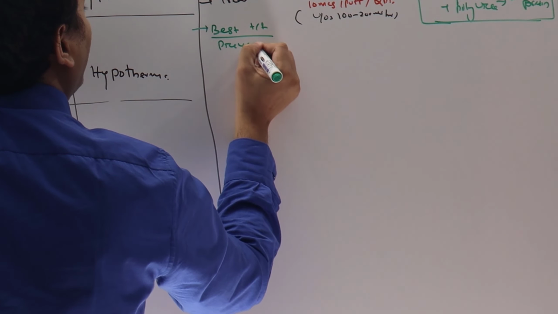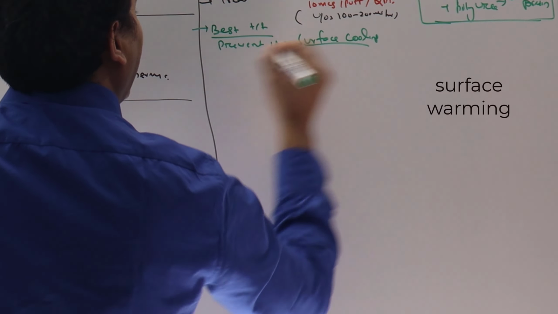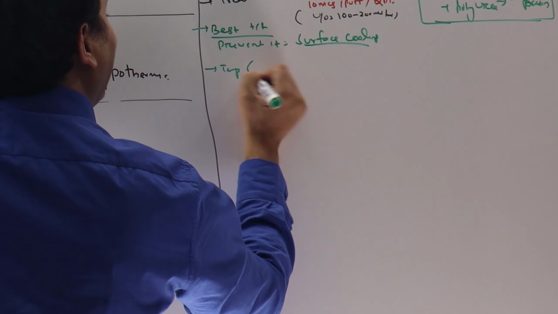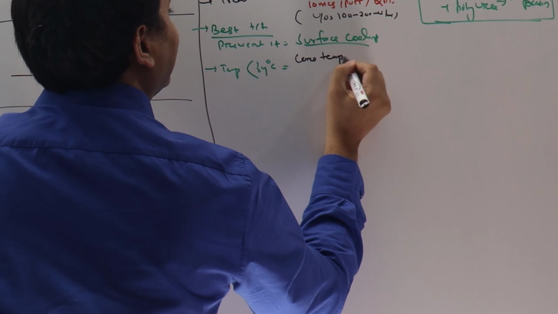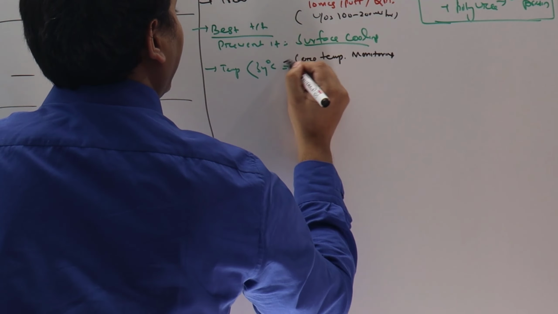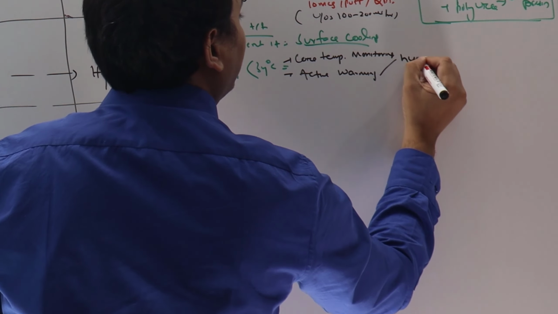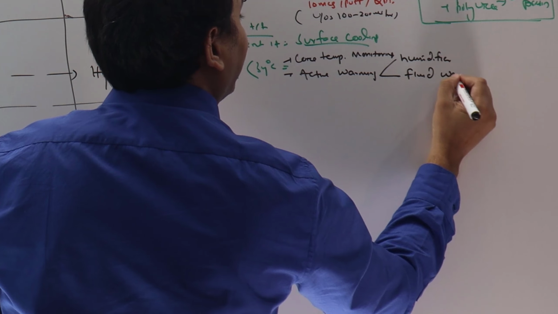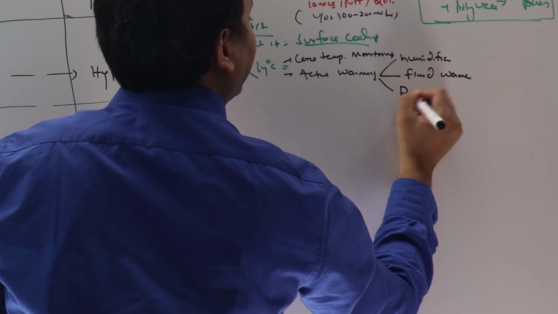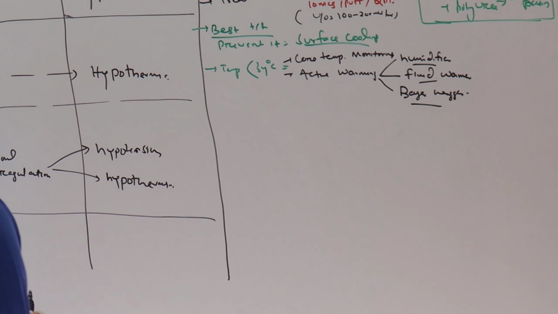Prevent it. How to prevent it? Usually we do surface cooling prevention measures. Otherwise, if the temperature becomes less than 30-40 centigrade, at this time do core temperature monitoring and active warming using a humidifier, using a fluid warmer, using a Bair Hugger, all these things, right?